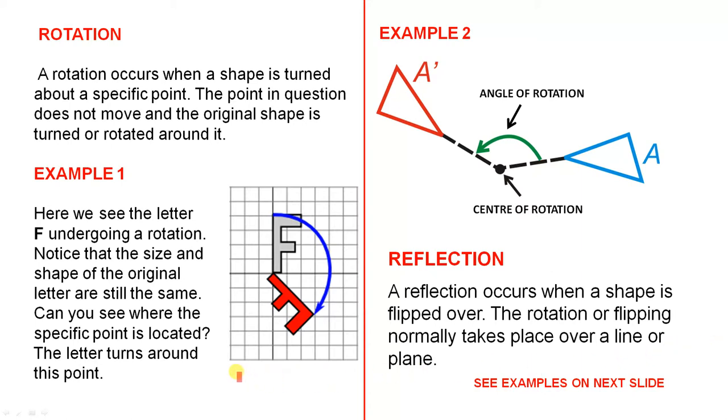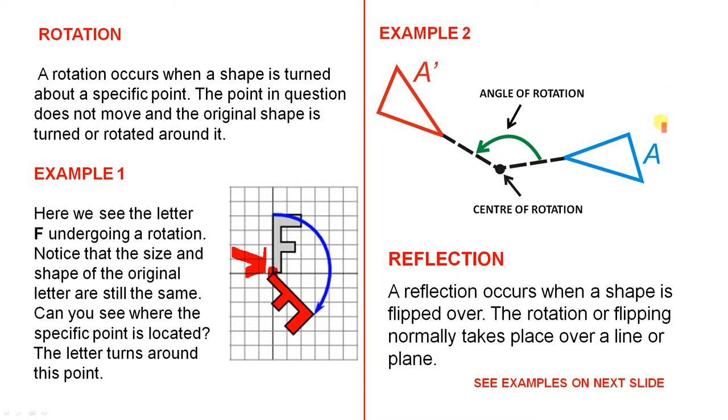Can you see where the specific point is located? The letter turns around this point. So the original letter was this grey one. It is rotated around, and here we have where the letter ends up after the rotation. Now what about the specific point around which it is rotated? I think you can see that it is here. Okay, right there. See that? That's the point of rotation.